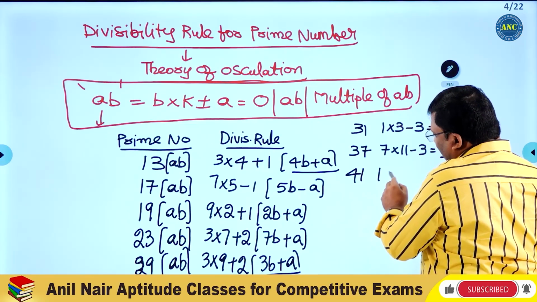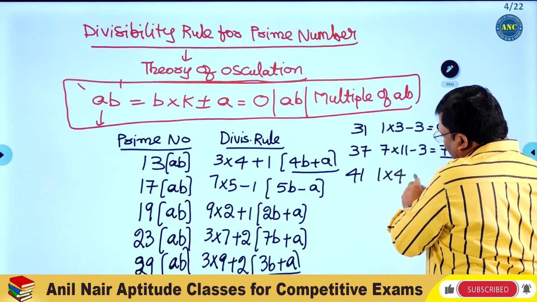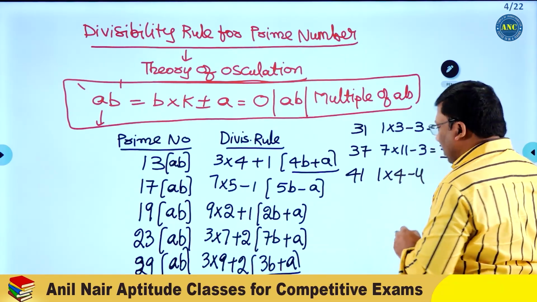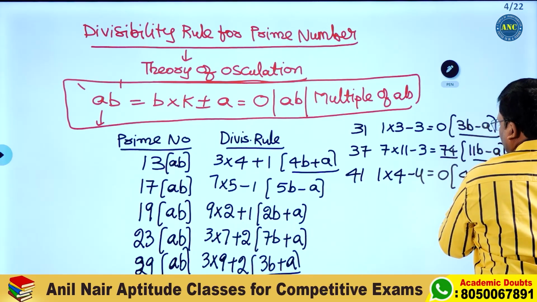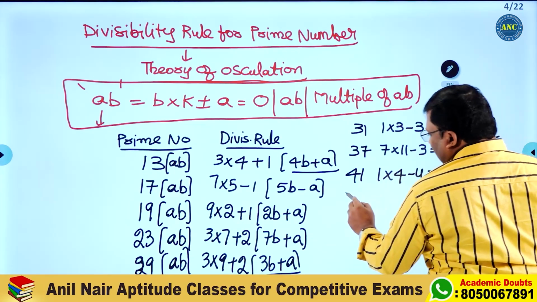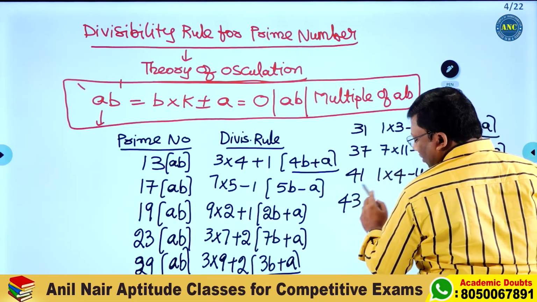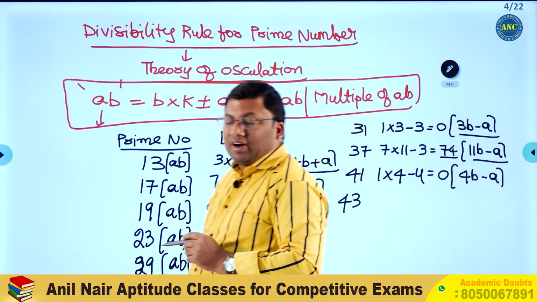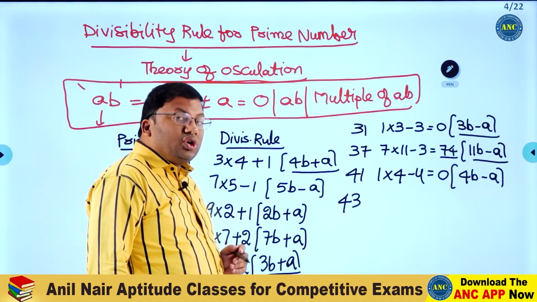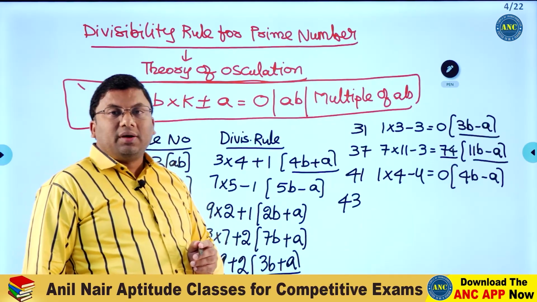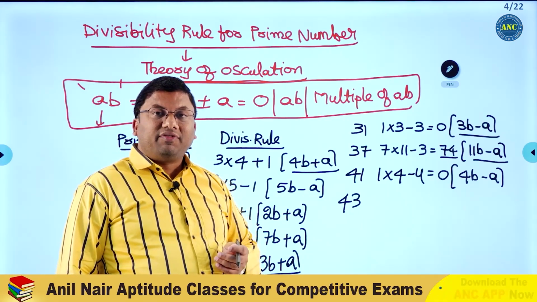41 can be written as 1 into 4 minus 4. 4 minus 4 is 0. That means the answer is 4b minus a. Like that, you can develop your own divisibility rules. 43. What is the divisibility rule of 43? 3 should be multiplied by which number, when added to 4, I will get 43?